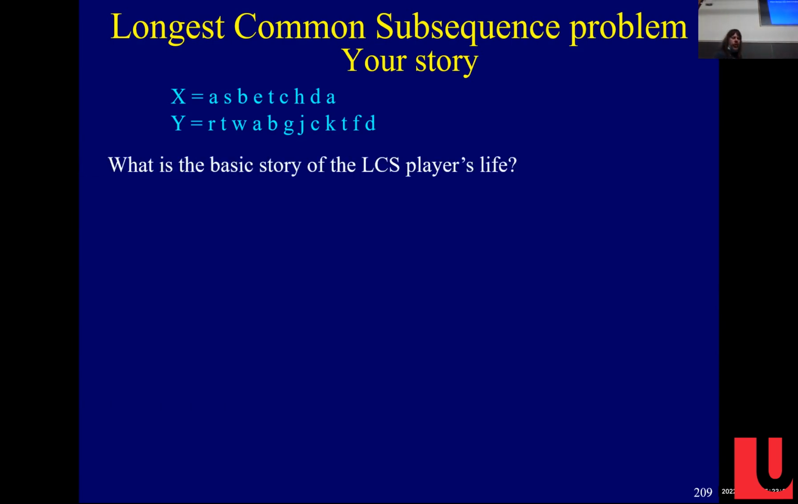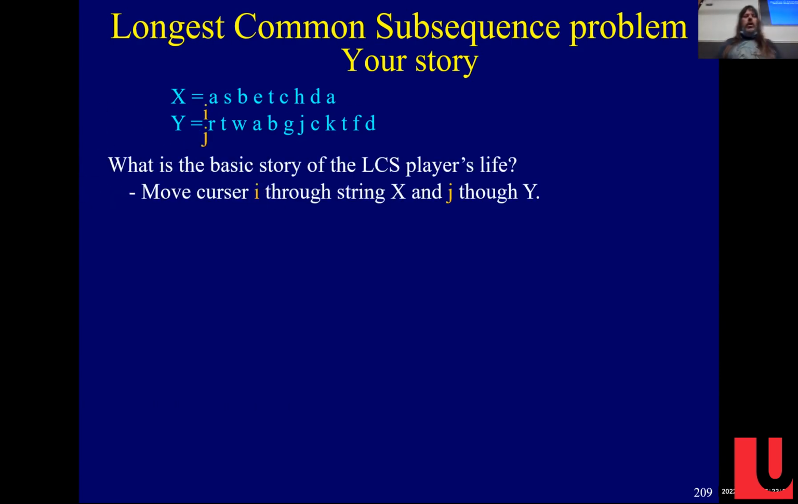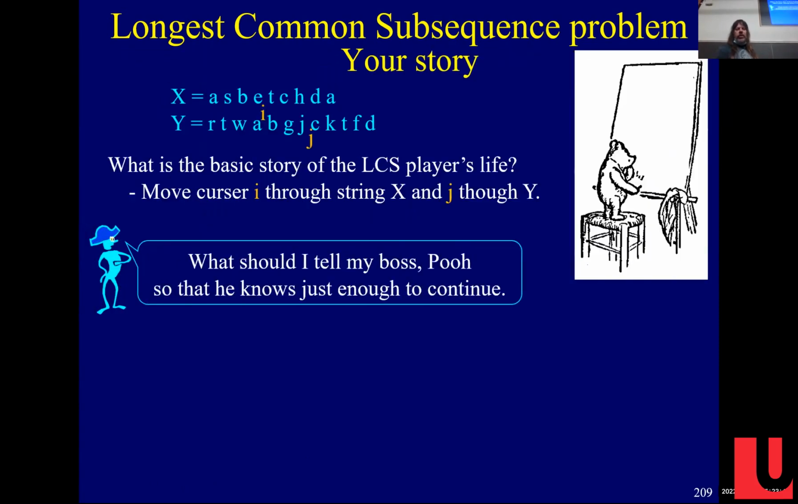All right, so what's our story? We definitely are moving forward through these, and we move forward through them at different rates. So you need an index I and J, and come on, Pooh Bear needs to know I and J, right? That's for sure. And he moves through them. So what do we tell him? He definitely needs to know I and J, right? Everybody agree? And in some ways, he doesn't need to know anything else.